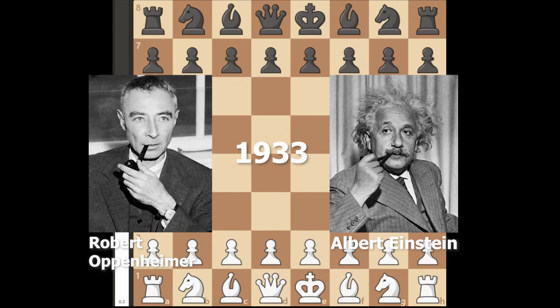Imagine a game of chess where two brilliant minds clash, one a genius physicist, the other a brilliant, albeit somewhat unconventional, thinker. On one side, Albert Einstein, the father of modern physics, whose mind reshaped our understanding of the universe. On the other, Robert Oppenheimer, the father of the atomic bomb, a man known for his intense intellect and complex character. What would it look like if these two giants of science and thought faced off on the chessboard?